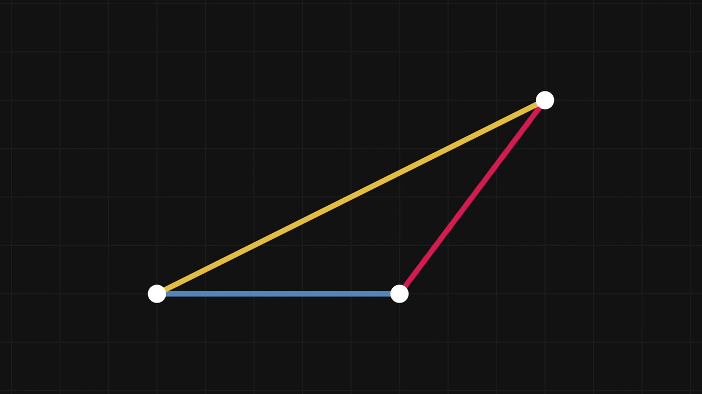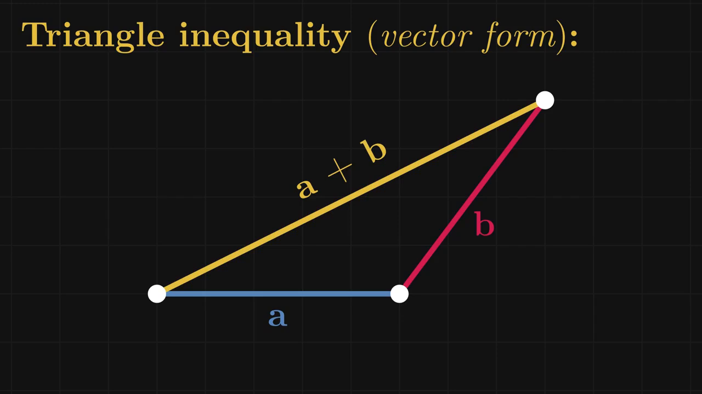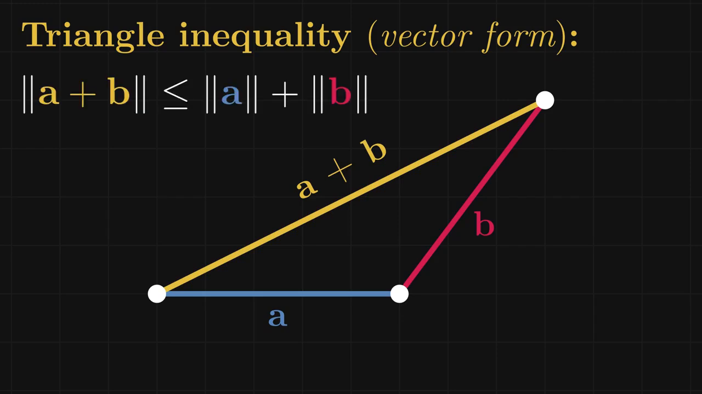This holds true in general vector spaces as well. There, if we have vectors a, b, and their sum a plus b, then the triangle inequality applies to their norm, that is, the norm of a plus b is less than or equal to the norm of a plus the norm of b. In fact, the triangle inequality is part of the definition of a norm.